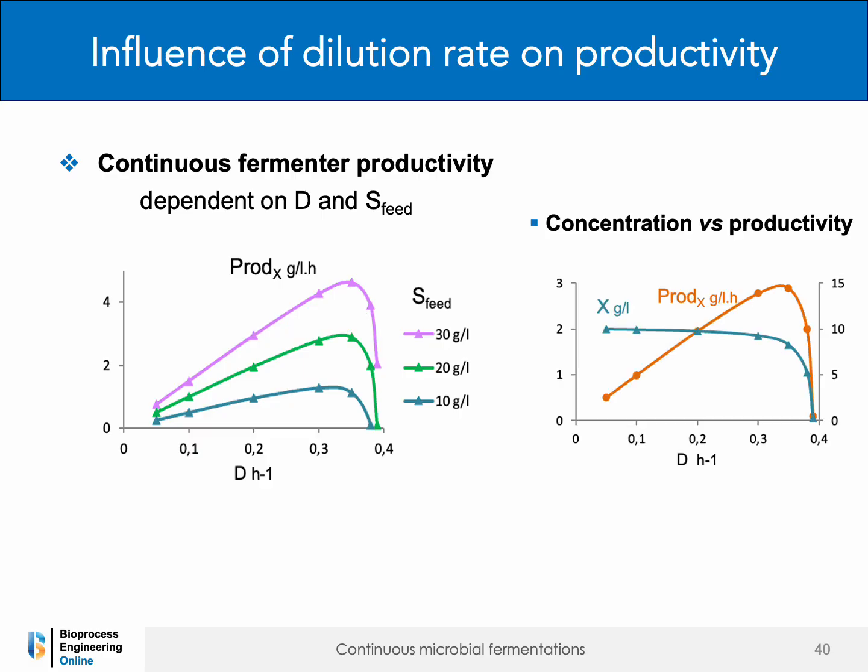It is important to note that the highest productivity is not achieved at the maximum biomass concentration, which occurs at low dilution rates, but rather at intermediate dilution rates, where an optimal balance is established between biomass concentration and cell growth rate. In addition, fermenter productivity increases with increasing substrate concentration in the feed, reflecting the associated increase in steady-state biomass concentration, provided that oxygen transfer does not become limiting.